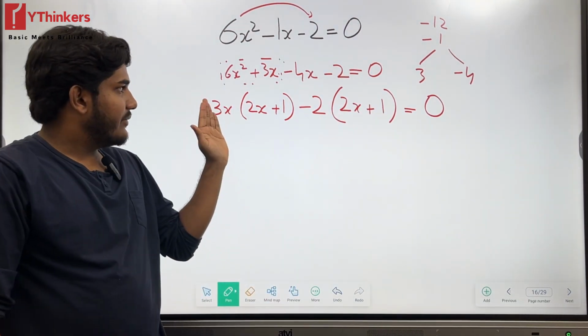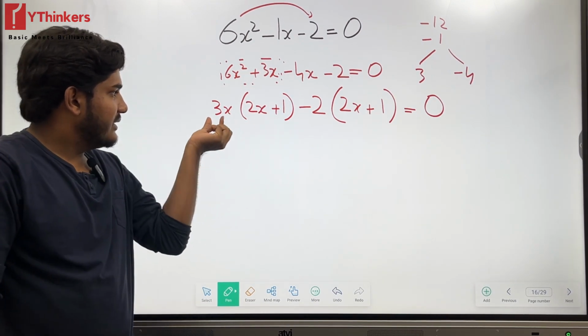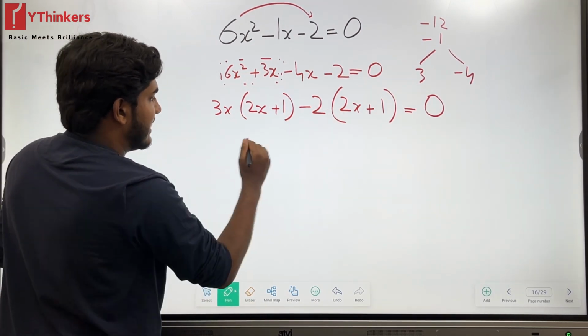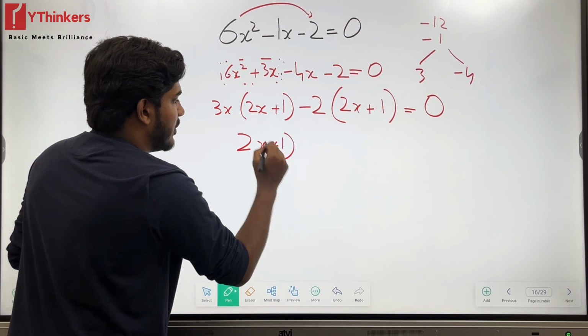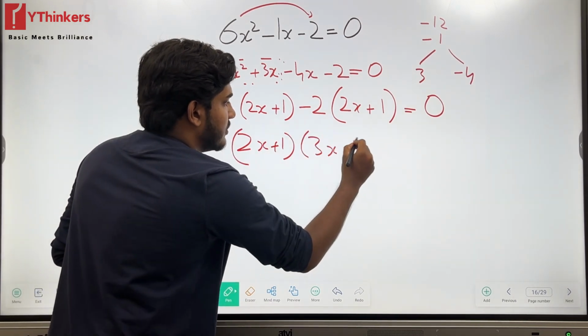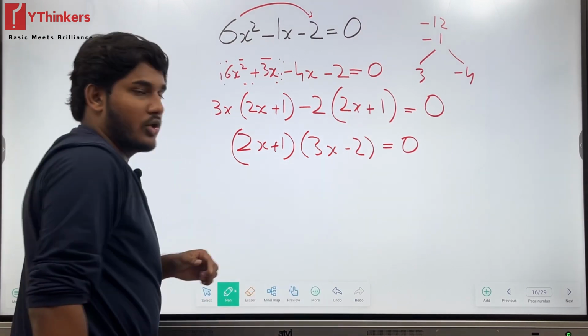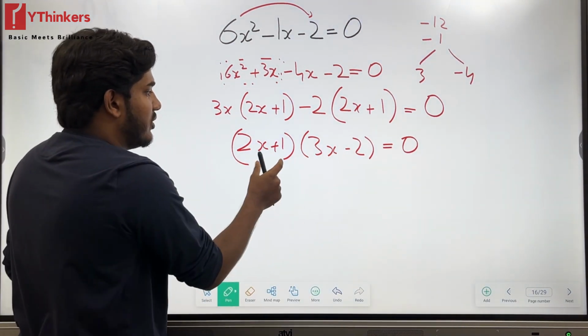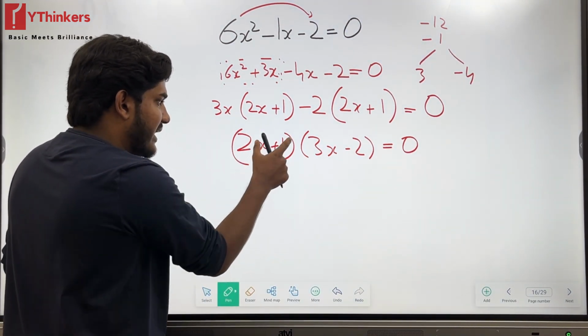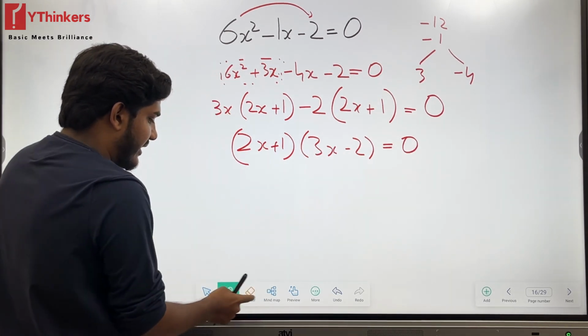Okay. I have factorized it. Now what I'll do? 3x minus 2, because these both are same. So can I write it as 2x plus 1 into 3x minus 2 is equal to 0? No problem. Now if these both are multiplied, this is one term into one more term is 0, I can write it as like this.